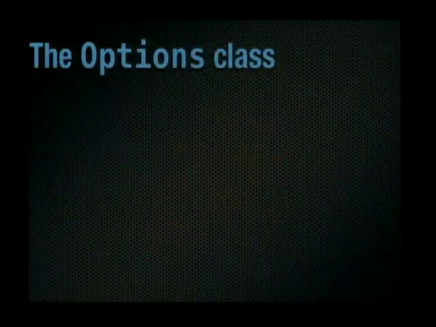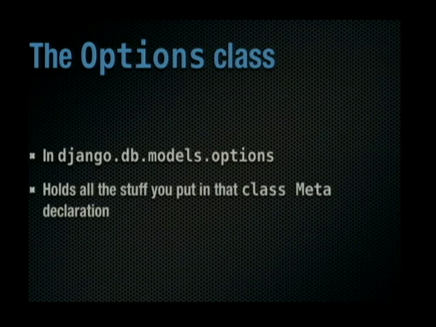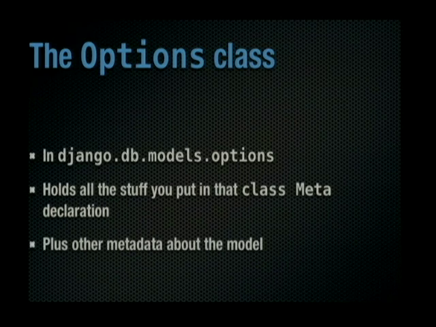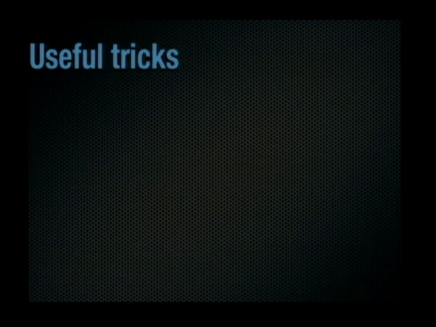The Options class, which is just your Meta declaration, lives in django.db.models.options. This is all of that stuff, plus a little bit more metadata about the model. This is one of the most insanely useful classes that is not covered anywhere in the Django documentation. It ends up as an attribute called _meta. Again, this is private API. It's undocumented. It's technically unstable. It hasn't changed since like Django 0.96 though.